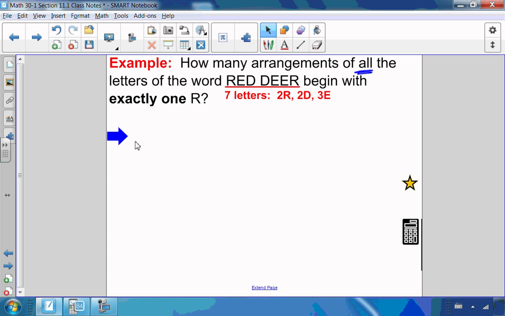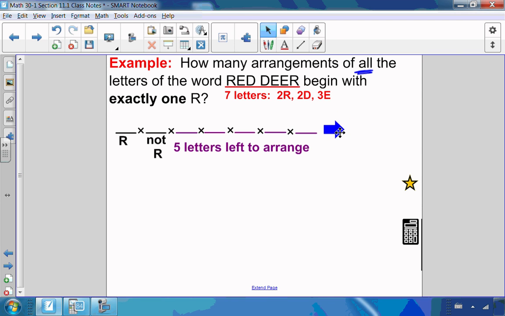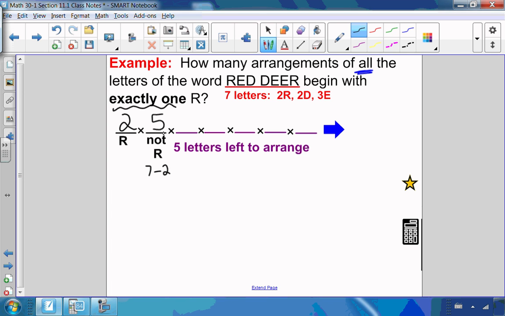So I'm going to do the arrangements as though there were no repeats, and then divide by the repeats. So I want to look at R, and then not R. Why am I doing R and then not R? Because I want exactly 1 R. So if that second letter was an R, it would be 2 R's, but I want exactly 1. Altogether there are 2 letter R's. Out of those 7 letters, if I take away the R's, I'm left with 5 letters to choose for my second letter. And then I have 5 letters left to arrange.